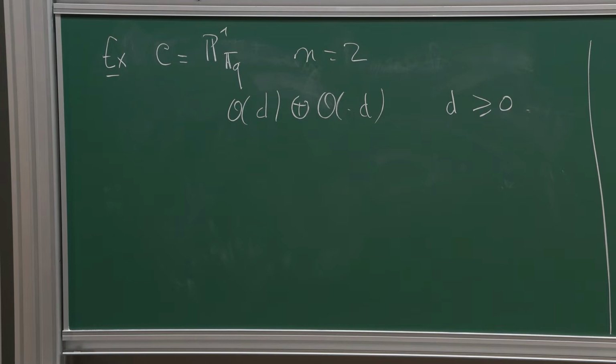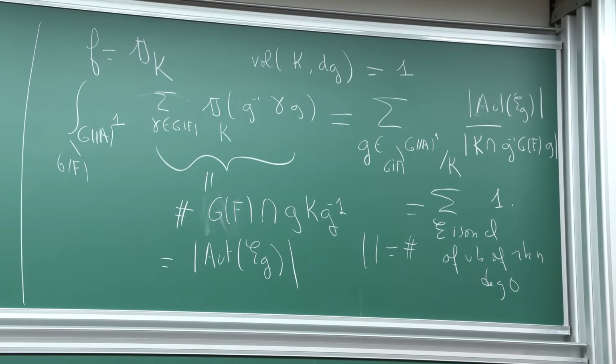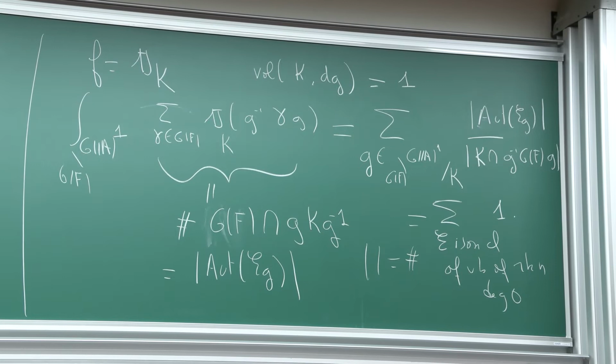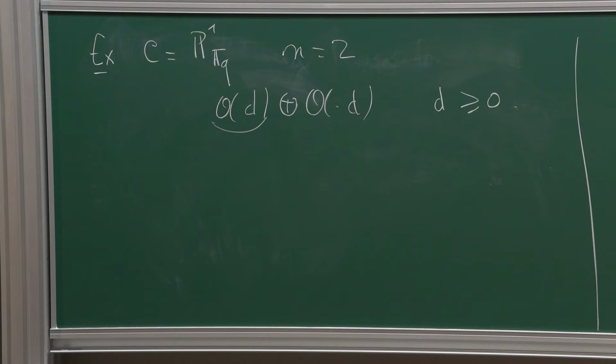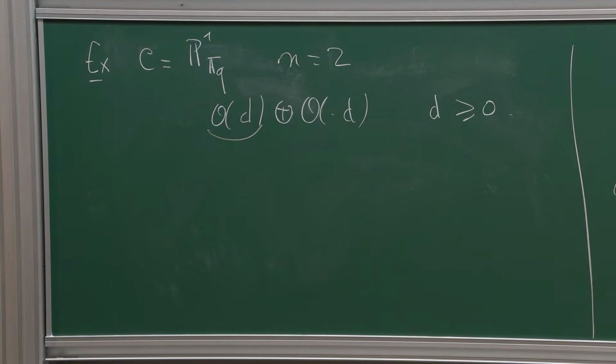And the problem here is that the vector bundles may have a subbundle of large degree. For example, here you see we have O(D), which is a sub-line bundle inside the vector bundle, and it has a non-bounded degree. So this leads to the notion of stability.